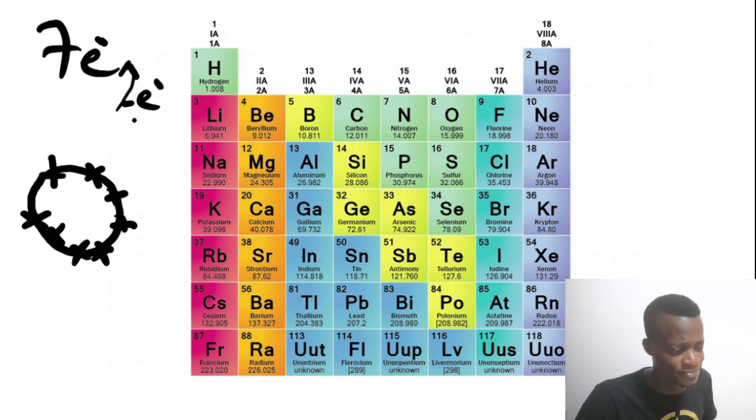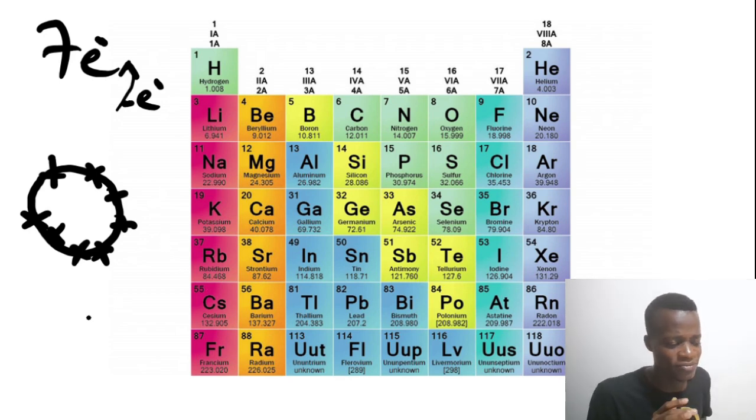So basically, elements in group 1 tend to lose 1 electron. Instead of going for 7 to add, they just lose 1 electron and become stable. That's how they form ions, right? So elements in group 1 generally lose 1 electron.